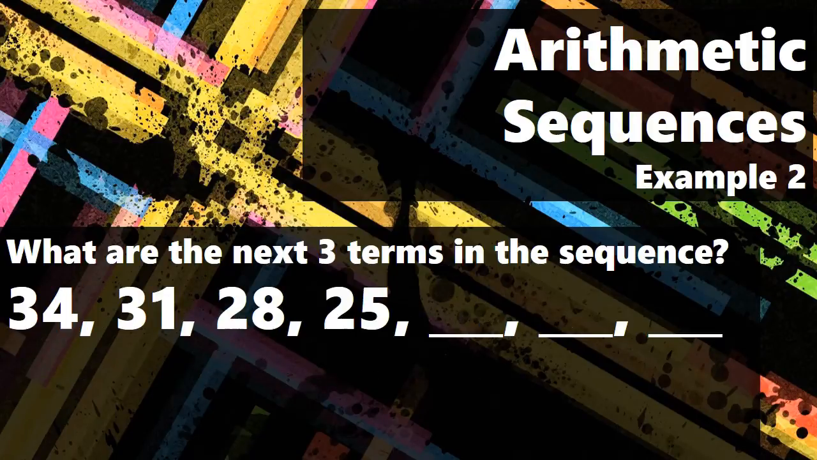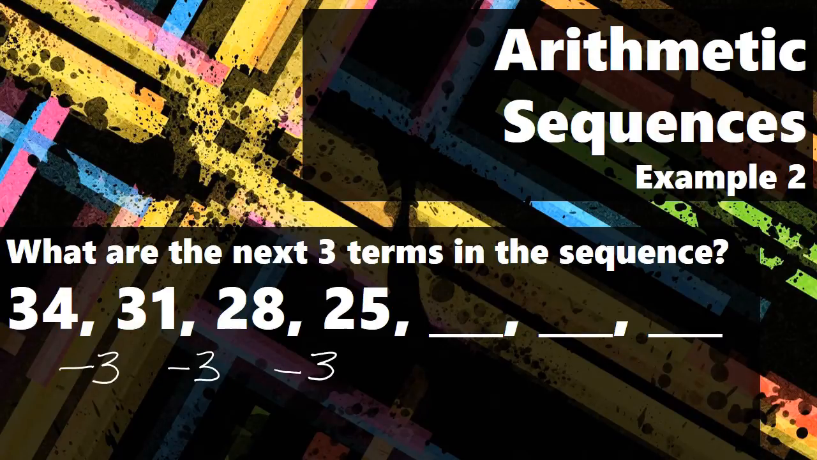So now let's go to example number 2. What are the next 3 terms in the sequence? To go from 34 to 31, we subtracted 3. To go from 31 to 28, we subtract 3. To go from 28 to 25, we subtract 3.